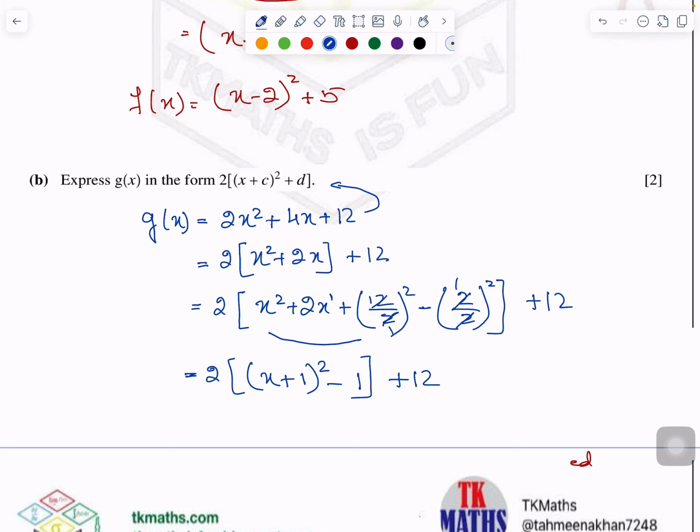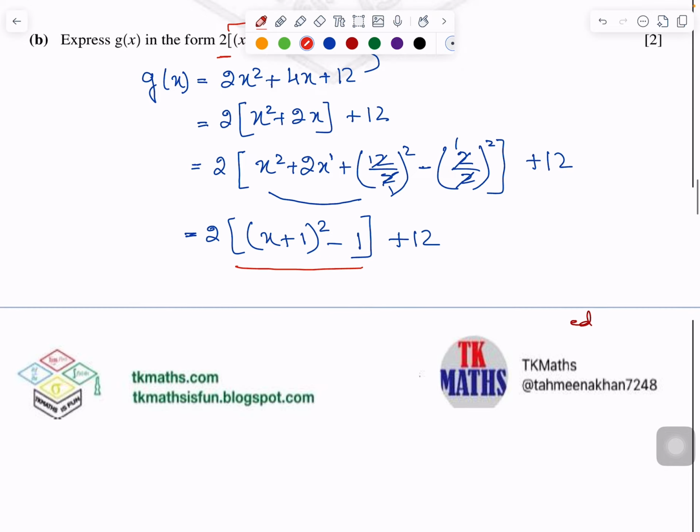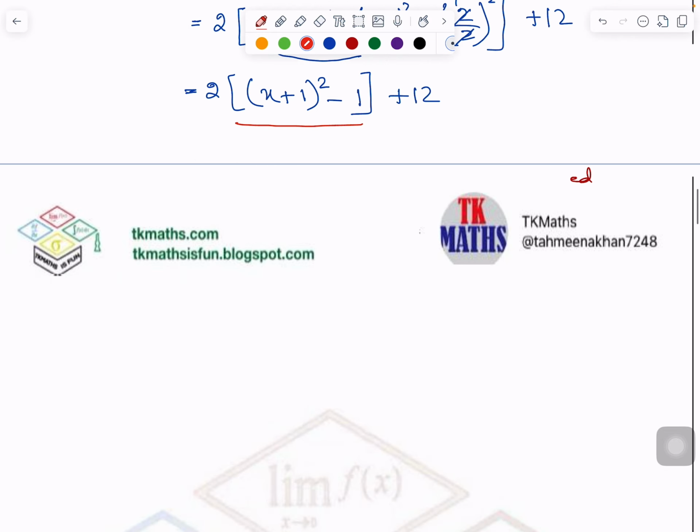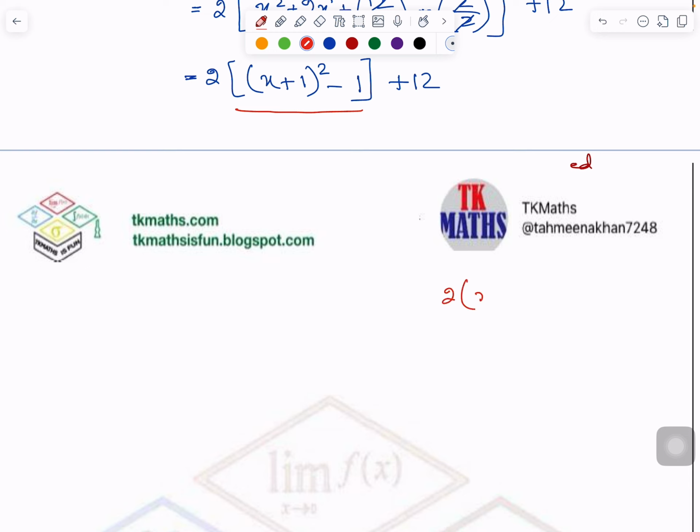But what is question saying? You have to be careful here. The 2 is outside the bracket, which is encompassing all this. So right now 2 is only multiplying this, not this thing. So what we should do? So first of all, we should expand the bracket. And then we will bring it in this particular form, which is what? 2x plus c whole square plus d, and bracket is around this if you see carefully.